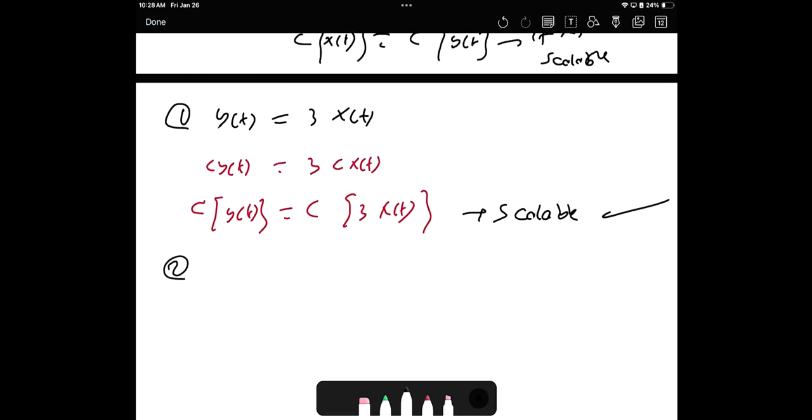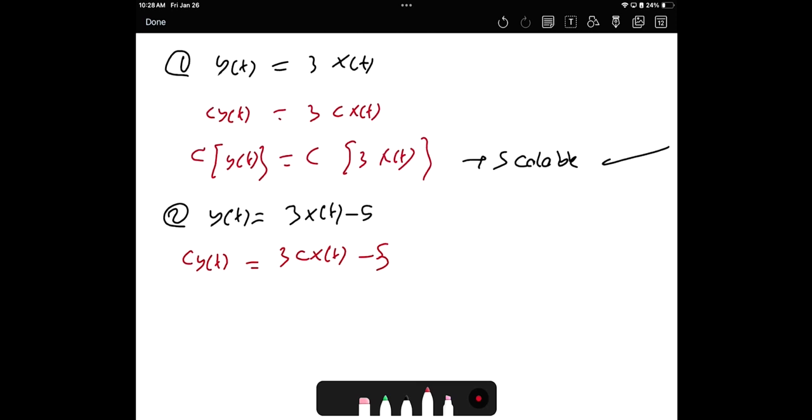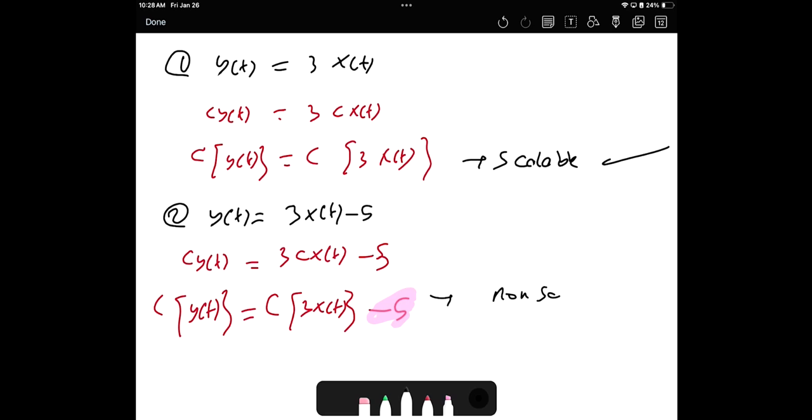Another example. You have y of t equals 3x of t minus 5. Let's replace every y of t by cy of t, every x of t by cx of t. Can we take c as a common factor? In the left hand side, yes. In the right hand side, we can do it for only x of t, but we can't do it for the 5, right? So it's not scalable. That's an example. Okay? Does this make sense?